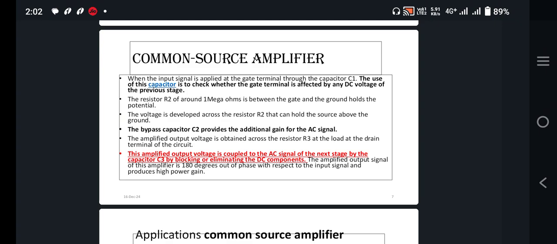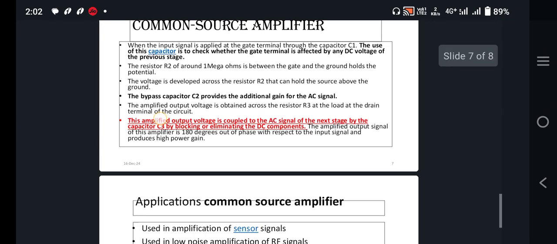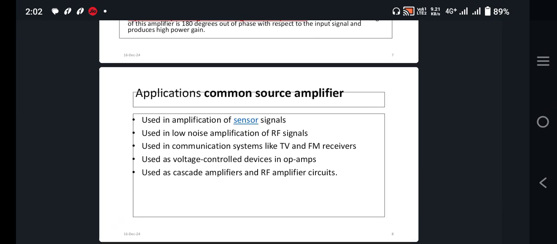Applications of the common source amplifier: it is normally used in amplification of sensor signals, low noise amplification of RF signals, communication systems like TV and FM receivers, and voltage control devices in op-amps. It is also used as cascade amplifiers and in RF amplifier circuits.